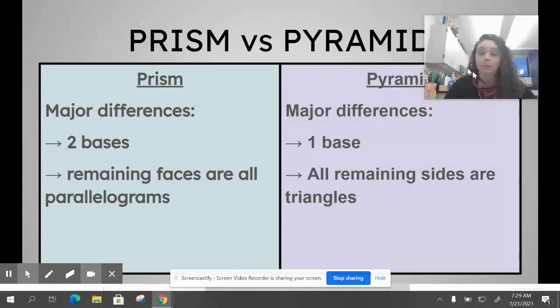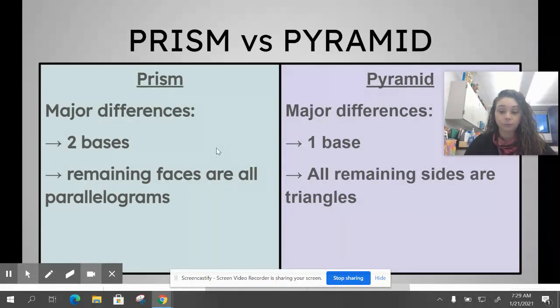Let's talk about the difference between prisms and pyramids. Again, this is a little bit of a review from yesterday. A prism, the difference is that prisms have two bases, pyramids have one base. With prisms, all of the remaining faces that aren't bases are going to be parallelograms. With a pyramid, all the remaining faces, other than the base, are going to be triangles.